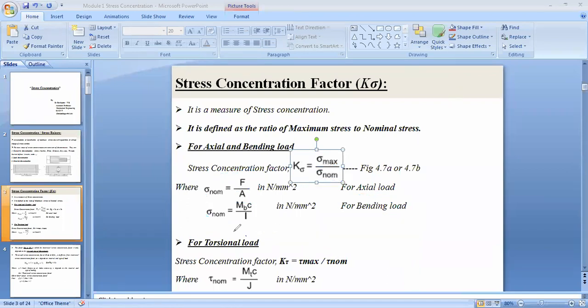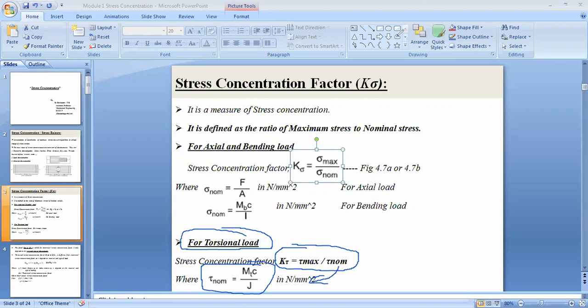Similarly, for torsional load, when a body is subject to a twisting moment, the stress concentration factor is the ratio of the maximum shear stress to the nominal shear stress. Then how do you calculate the nominal shear stress? By applying the torsional equation, that is Mt by J is equal to G theta by L is equal to tau by R. Here R is nothing but C. That is, tau nominal is equal to Mt by J into C. C is the radius of the shaft, the distance from the central axis to the outer fiber.